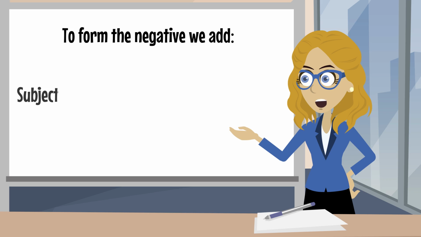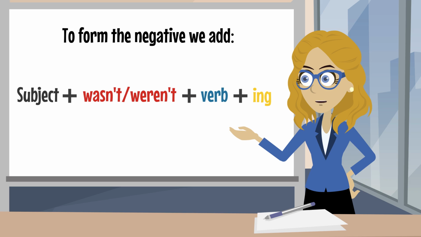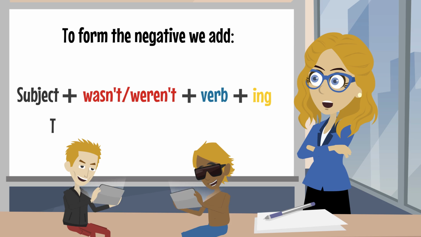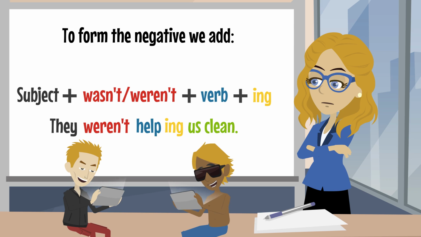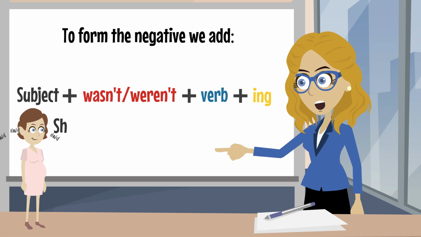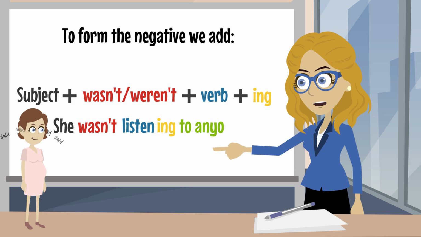To form the negative, we add subject plus wasn't or weren't plus the verb plus ing. They weren't helping us clean. She wasn't listening to anyone.